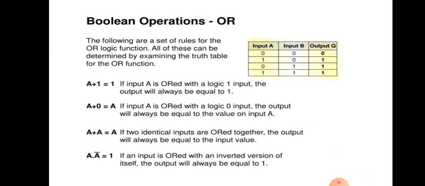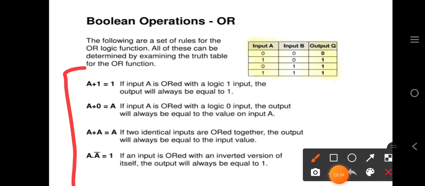Now the four rules of OR. Here you can see the following are a set of rules for the OR logic function. All of these can be determined by examining the truth table. Now we will see them one by one. A plus 1 is equal to 1. If input A is ORed with a logic 1 input, the output will always be equal to 1.